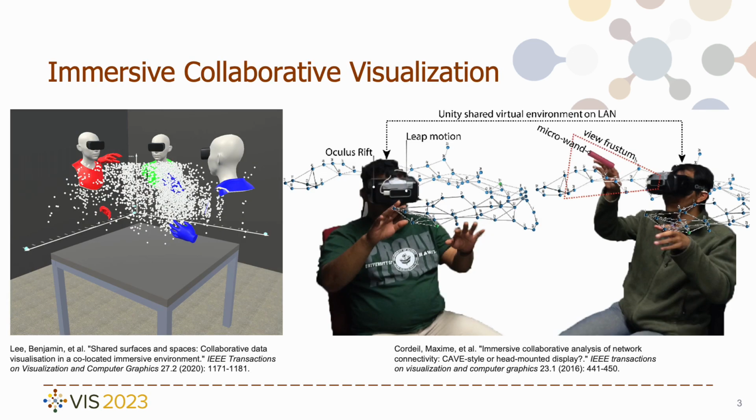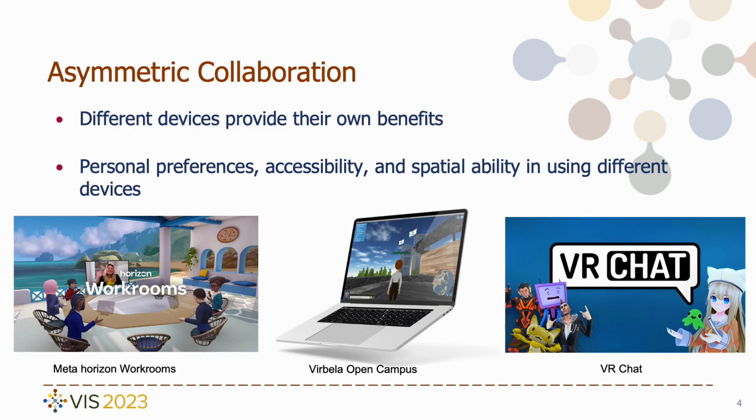Recently, researchers found that large display space, body interactions, and 3D rendering provided by immersive technology could be helpful and beneficial in data exploration and collaboration. As a result, we can see that there is a growing interest in asymmetric collaboration.